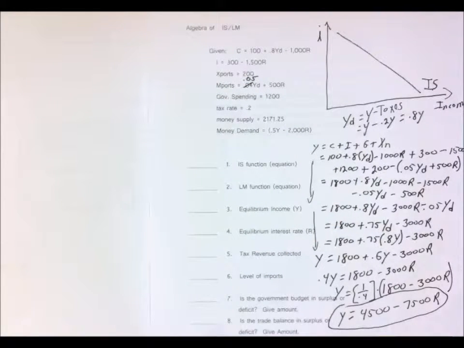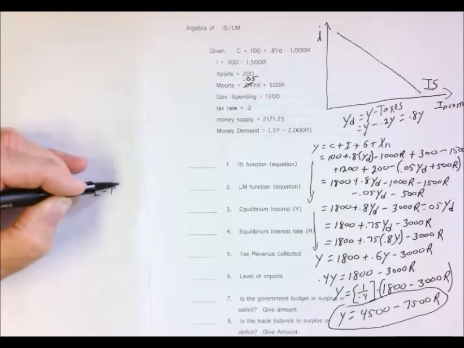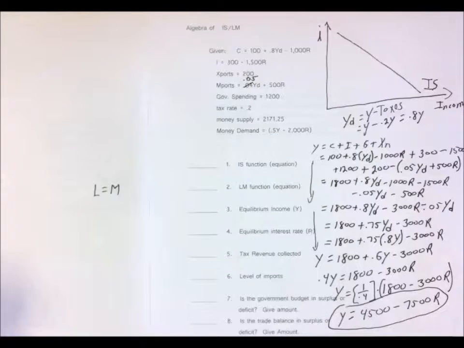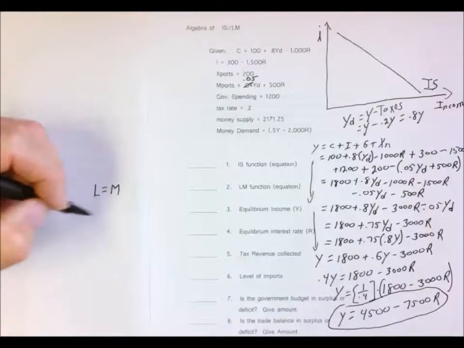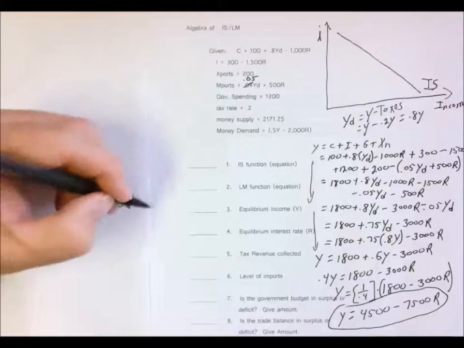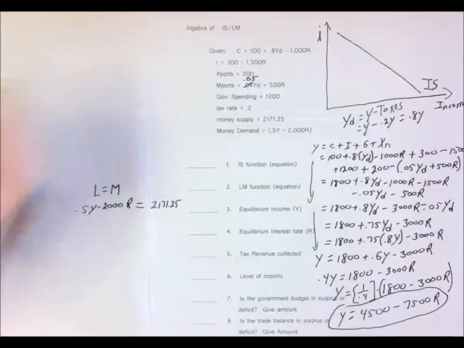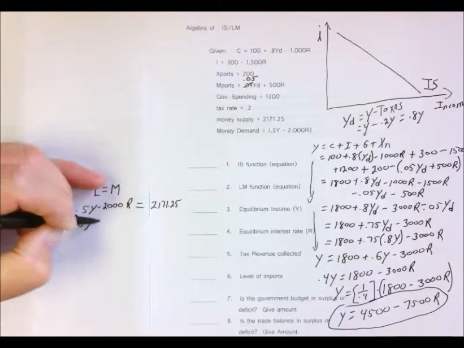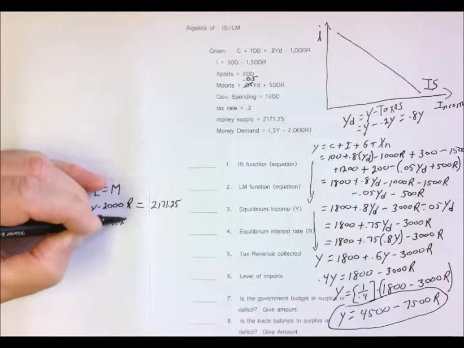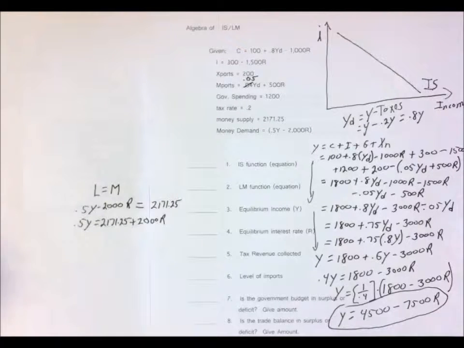So that was a lot of work, but the other one, the LM curve, is much easier, so let's do that over here. To find the LM curve, the setup is L equals M, or that just means the money demand equals the money supply. Those things are given. The money demand was 0.5Y minus 2000 R, and the money supply was given to be 2171.25. See that? Okay, so I'm going to add the 2000 R to both sides. I get 0.5Y equals 2171.25 plus 2000 R. And I'm going to divide both sides by 0.5.